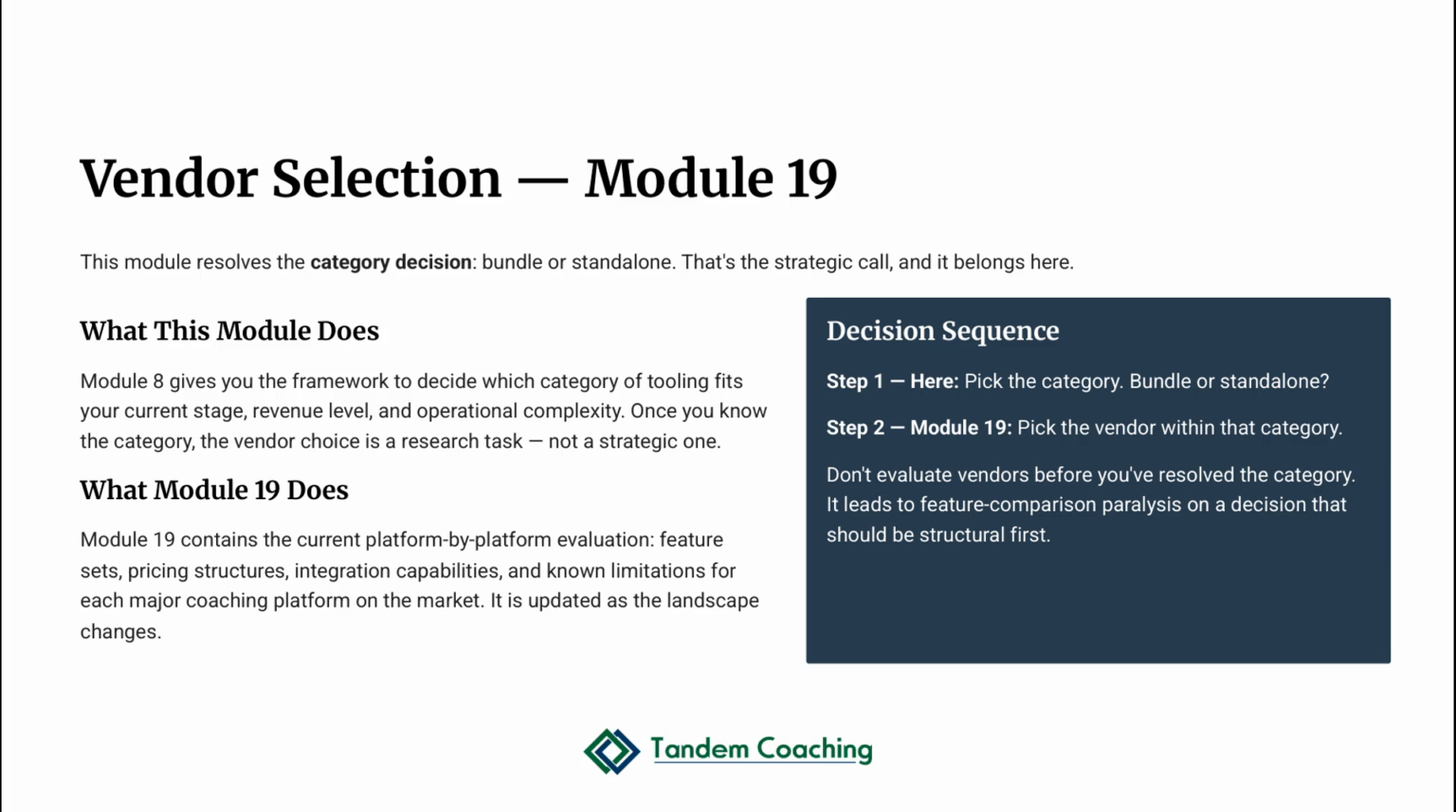Vendor selection is a Module 19 problem on purpose. This unit names the category, bundle or standalone, and Module 19 walks the platform-by-platform comparison with current pricing, feature matrices, and integration depth. Splitting the work this way keeps the category decision clean. If you pick a vendor first and then back into the category, you end up rationalizing the vendor against requirements that were never the right ones. Pick the category here. Pick the vendor there. The decision sheet you fill out in this unit travels with you into Module 19 unchanged.